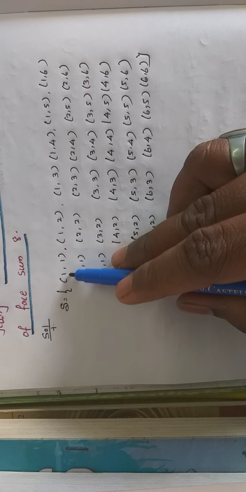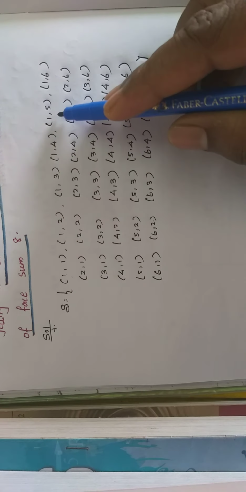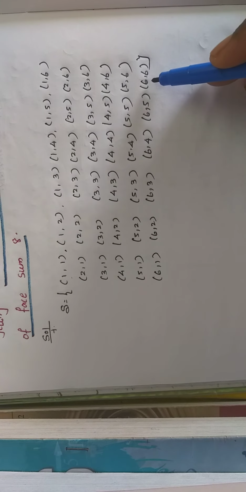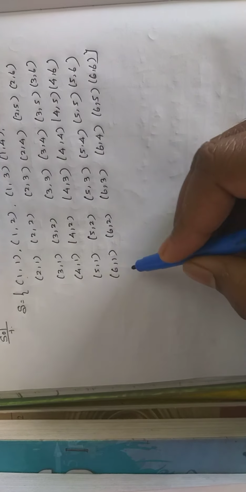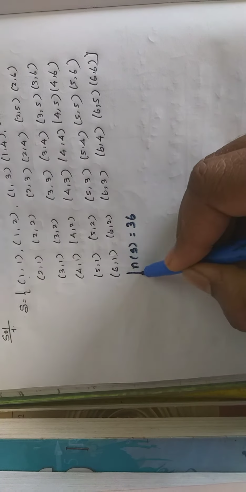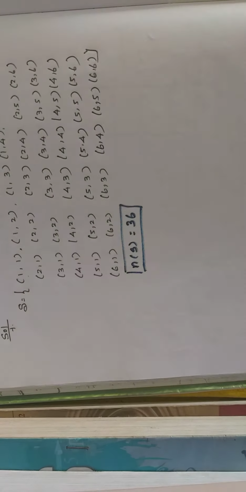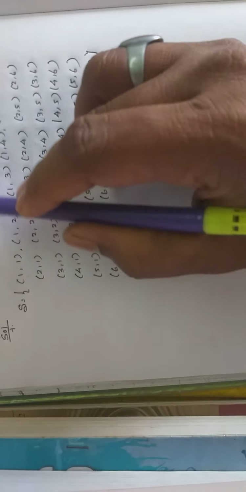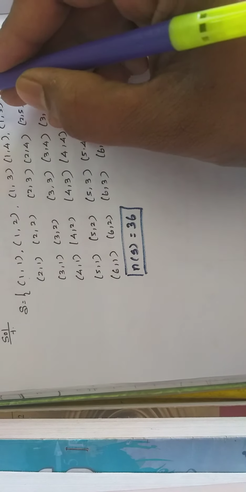Two dice rolled, what's the sample space? What's the sample space? 1, 1, 1, 2, 1, 3, 1, 4, 1, 5, 1, 6 up to 6, 6. So n of S equal to 36. N of S equal to 36. And next, first question, even number on the first die.